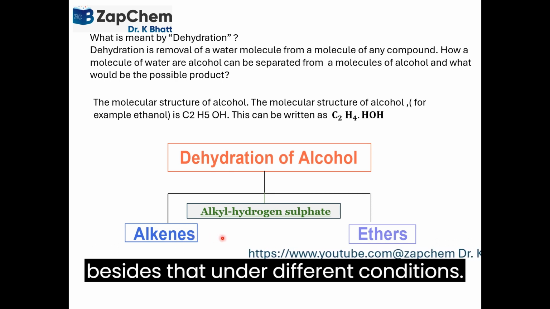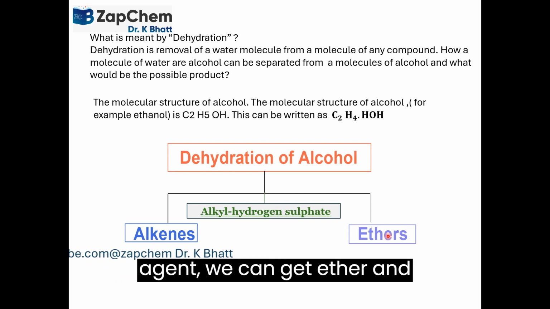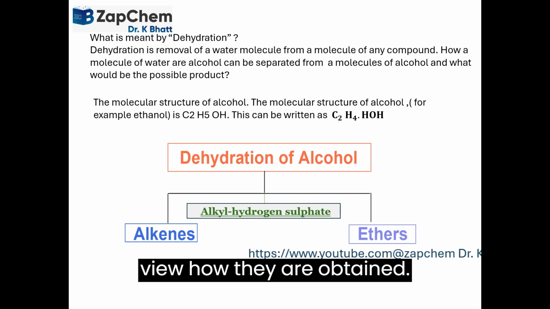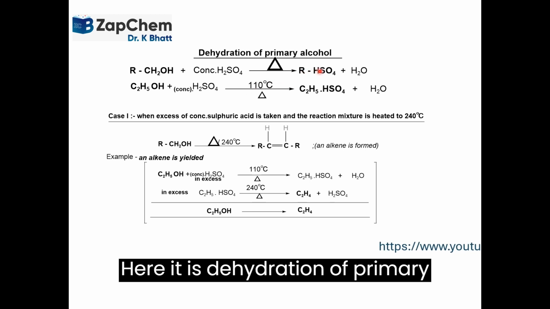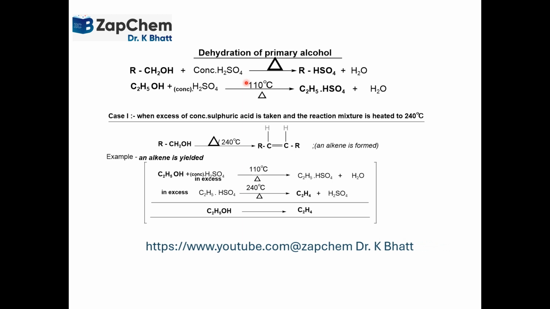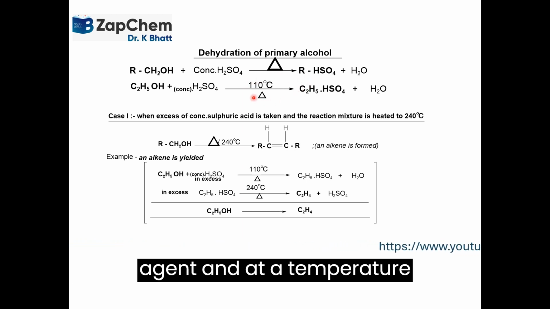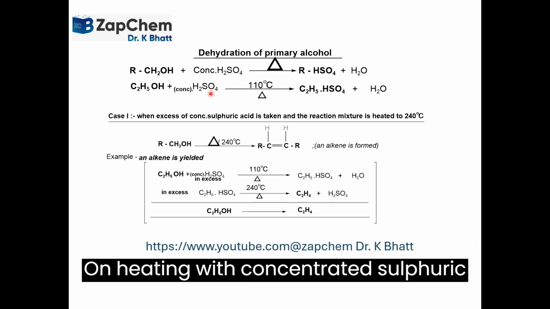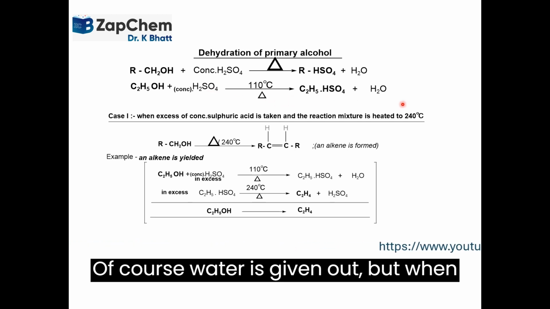Besides that, under different conditions, using a suitable catalytic dehydrating agent, we can get ether and also alkyl hydrogen sulfate. Now let us view how they are obtained. Here it is dehydration of primary alcohol in presence of concentrated sulfuric acid. Concentrated sulfuric acid is a dehydrating agent, and at a temperature of 110 degrees Celsius, on heating with concentrated sulfuric acid, you get ethyl hydrogen sulfate. Of course, water is given out.